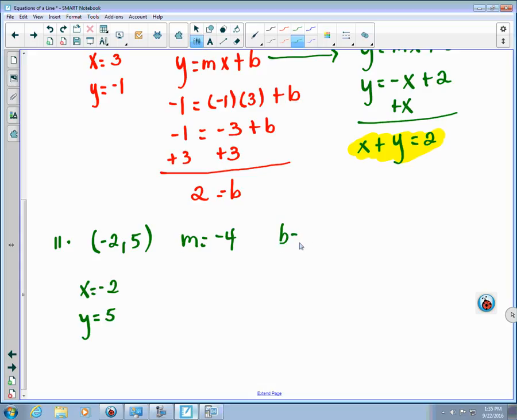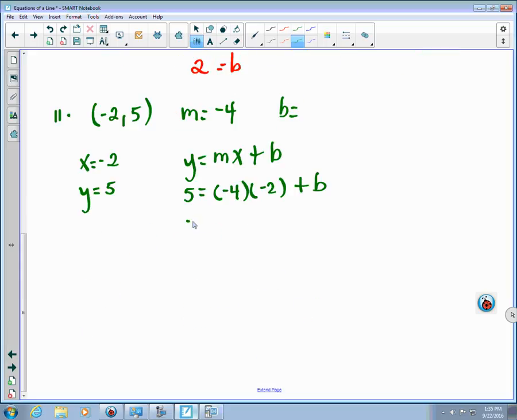I need my b. So y equals, mommy equation, mx plus b, slope intercept. Y equals 5. M equals -4. X equals -2 plus b. -4 times -2 would be positive 8. Take away 8. B equals -3.